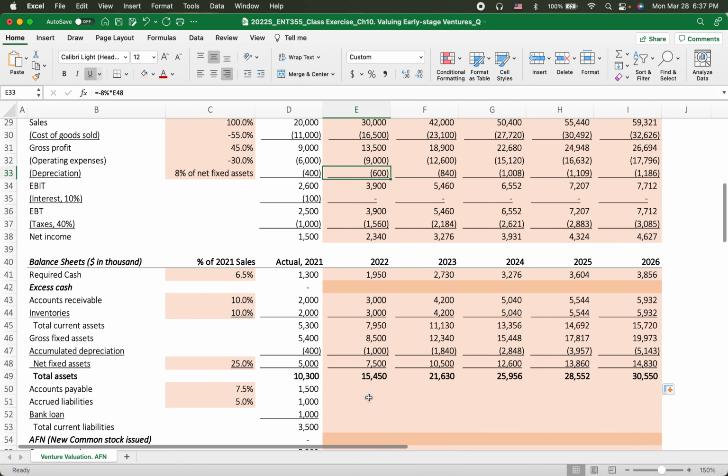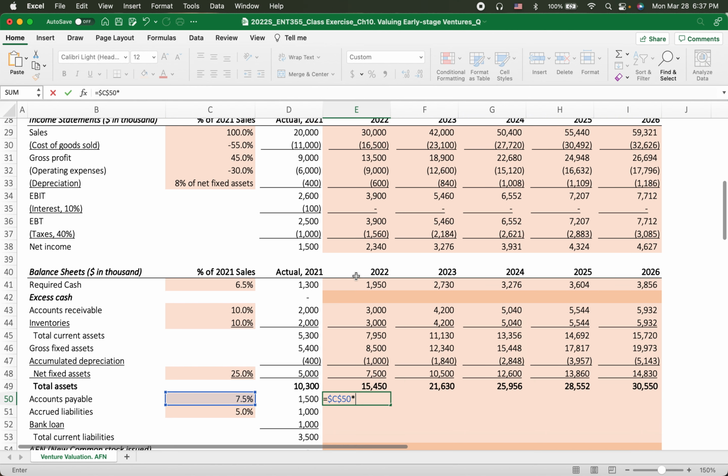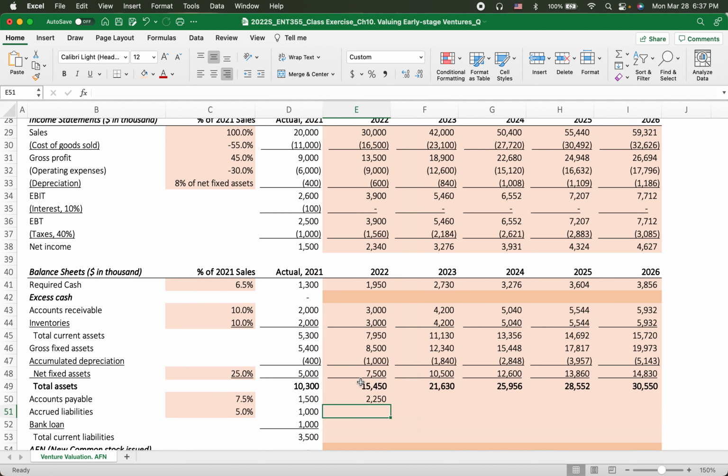Now, accounts payable is simply, one more time, a fixed percentage times the sales. Then let's just drag. Also, the 5% is the accrued liability times the 30,000. Then let's drag to the right.